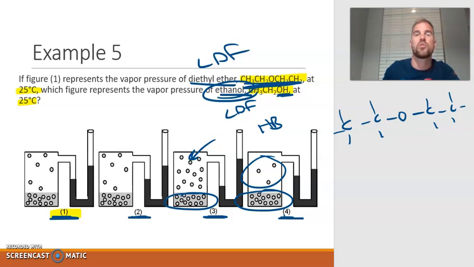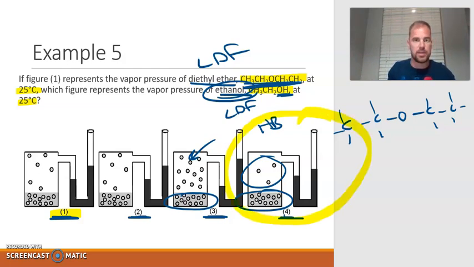The intermolecular forces for ethanol are stronger, which means, are they going to be able to release as many gas particles? No. And so the one that would represent ethanol is going to be this one right here. The intermolecular forces are stronger down here, which means it would release fewer particles in the gas phase.